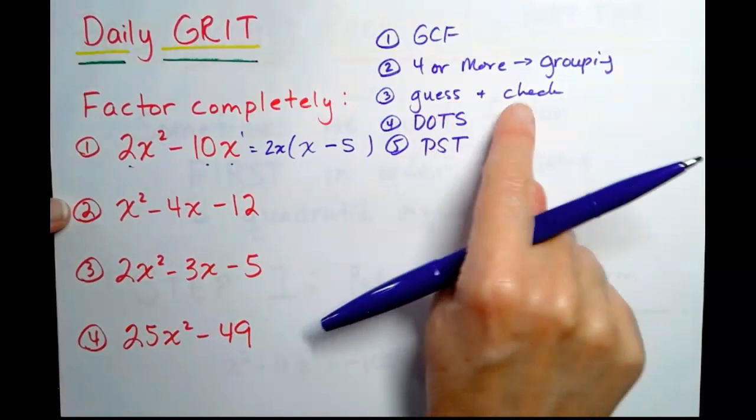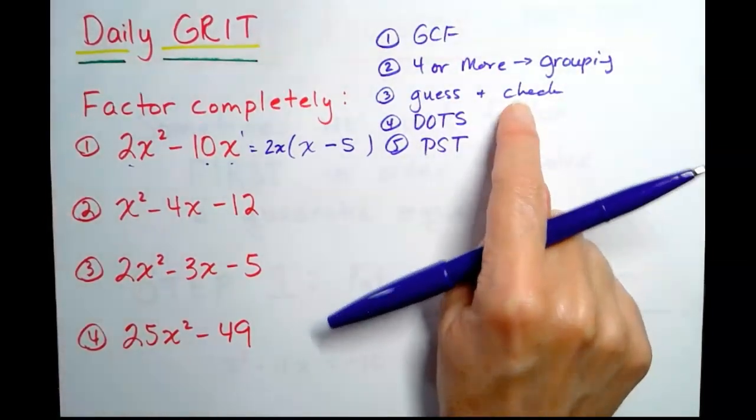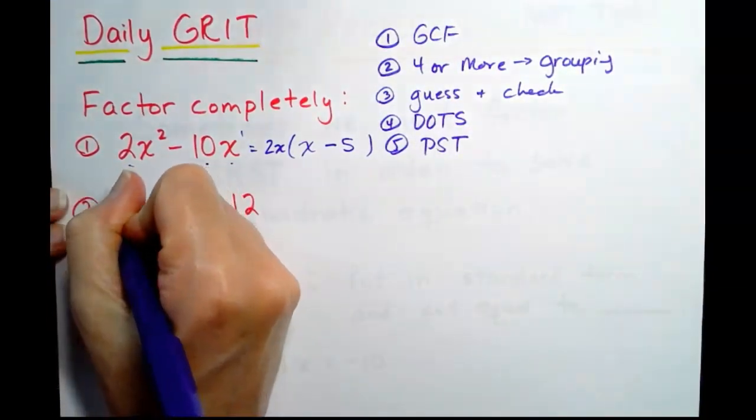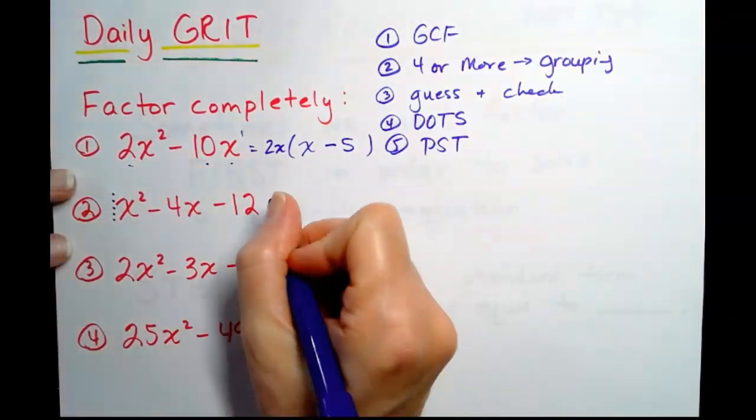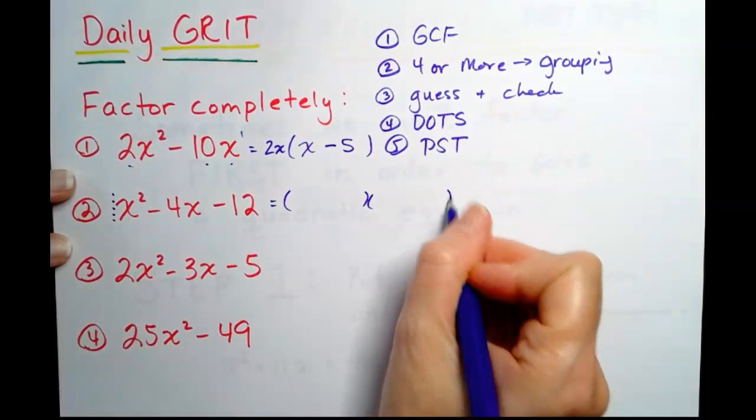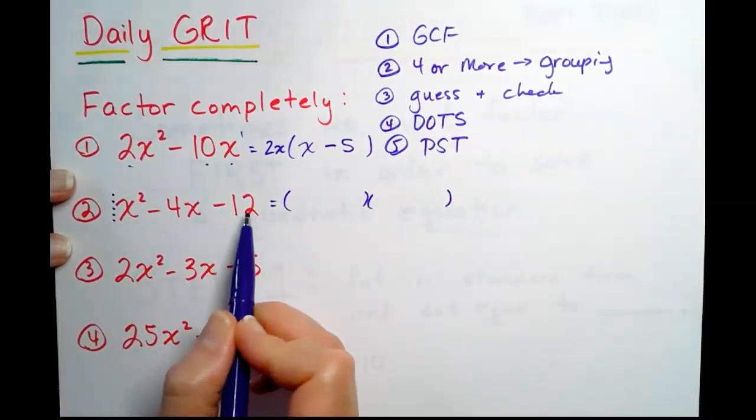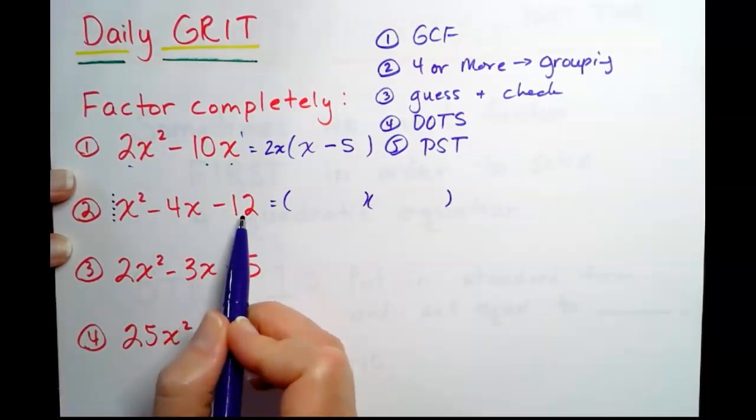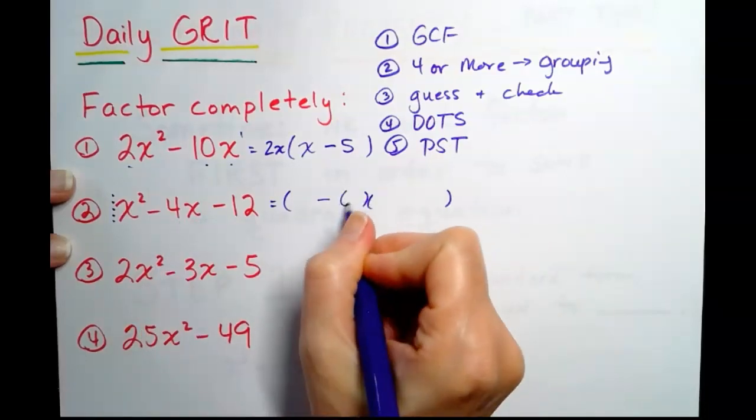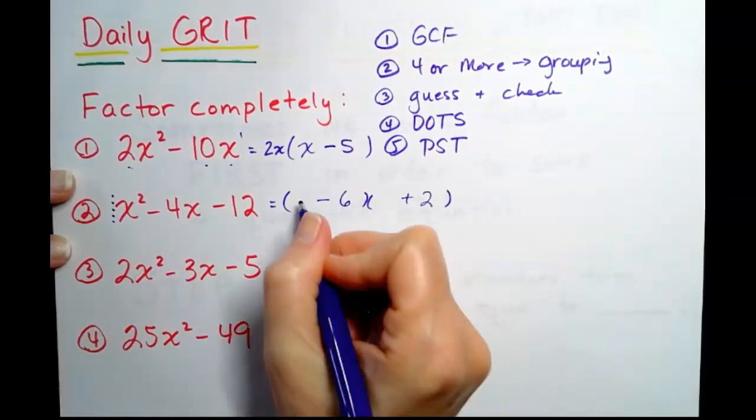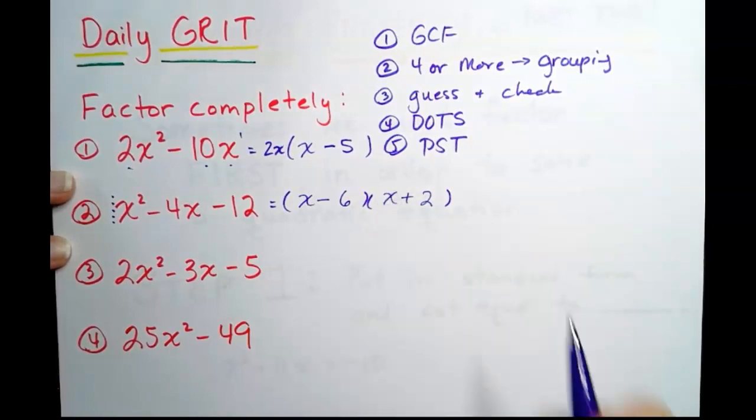Number 2 is a guess and check situation, and it's super simple because there is a 1 up front. And when there is a 1 up front, all we have to do is look at that last number. It is negative 12. What are factors of negative 12 that have a sum of negative 4? That is a negative 6 and a positive 2. x minus 6, x plus 2.